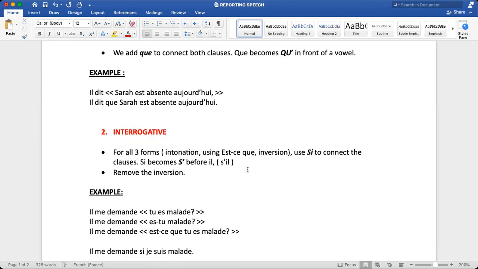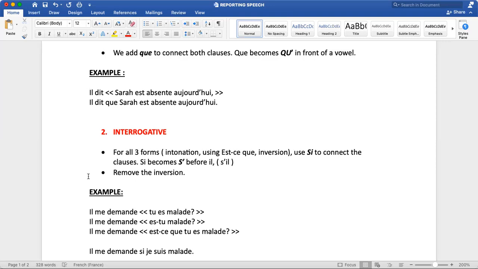Now let's go to the second one, which is interrogative. There are three types of interrogative for direct indirect speech. First is for all three forms of interrogative, which you have done in class 6, 7, and 8. Three forms of sentences: first is intonation, second is using est-ce que, third is using the inversion method. We use si to connect the clauses. Si becomes s' before il. Remember, only before il, not before any other vowel.